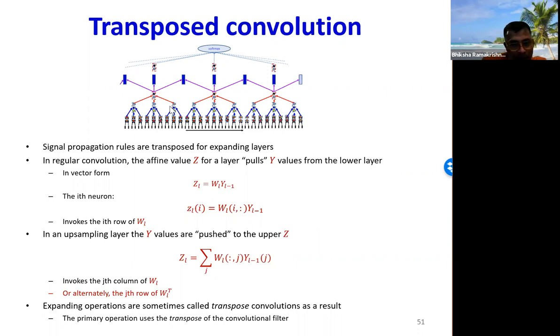And so if you want to think about it in terms of the standard multiplication operation, the weights matrix used in an upsampling layer is the transpose of the weights matrix that's used in a downsampling layer, because here you're pushing up. And so this kind of convolution is often called a transposed convolution. It's just terminology. All I'm doing is explaining why it is called so. There's no need to get bogged down with the details of that, right?